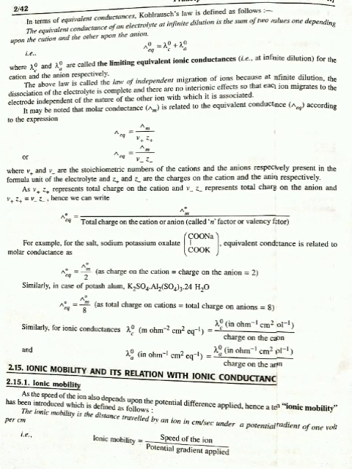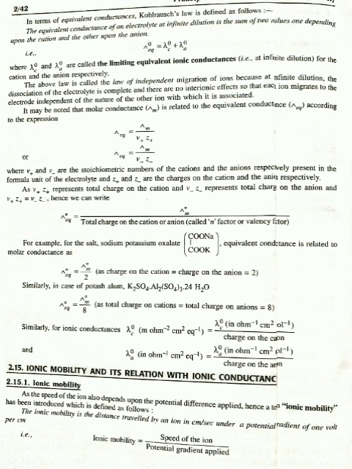In terms of equivalent conductance, Kohlrausch law is defined as follows. The equivalent conductance of an electrolyte at infinite dilution is the sum of two values, one depending upon the cation and the other depending upon the anion. That is, λequivalent⁰ is equal to λC⁰ plus λA⁰, where λC⁰ and λA⁰ are called the limiting equivalent ionic conductances, that is at infinite dilution, for the cation and the anion respectively. The above law is called the law of independent migration of ions because at infinite dilution the dissociation of the electrolyte is complete and there are no interionic effects, so that each ion migrates to the electrode independent of the nature of the other ion with which it is associated.